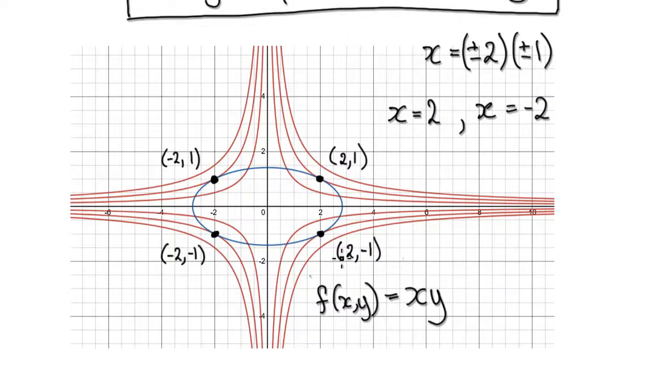And if you want to know the elevation, then look at the original function. Get x times y. So this will have a level of negative 2. This times this will have a level of negative 2. This times this will have a level of positive 2, and a level of positive 2. So you can tell that these two are at its highest points, and these are at its lowest points.